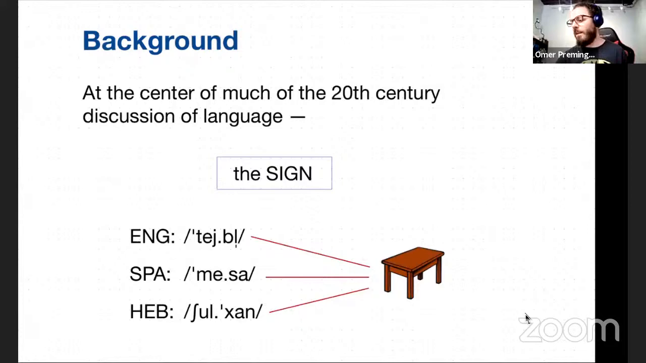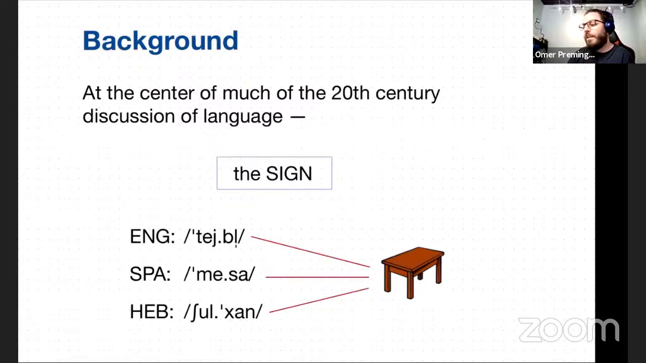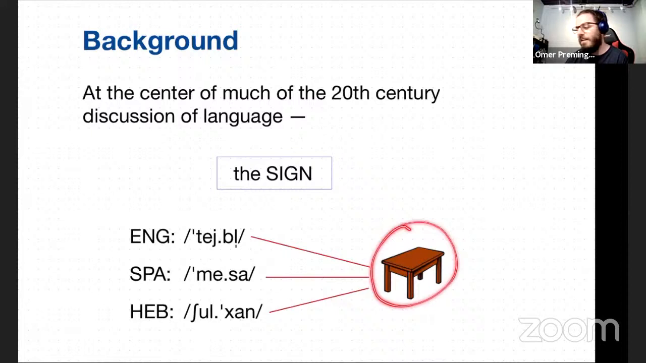Yeah. So like you heard from Mauricio, the title of the talk is The Building Blocks of Language. And as background, I want to start from the sign. So at the center of much of the 20th century discussion of language, one finds the sign, that is the relation between the concept or the meaning that we might associate with an object like this and the form that in English we express as table, in Spanish as mesa, in Hebrew as shulchan, and so on and so forth.